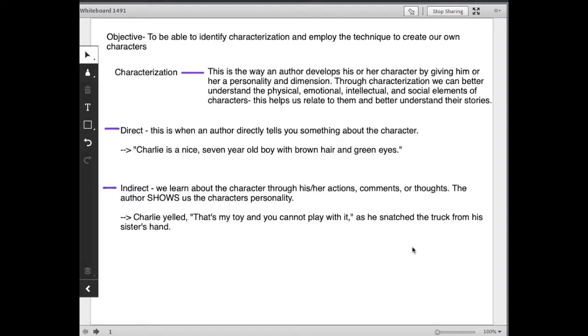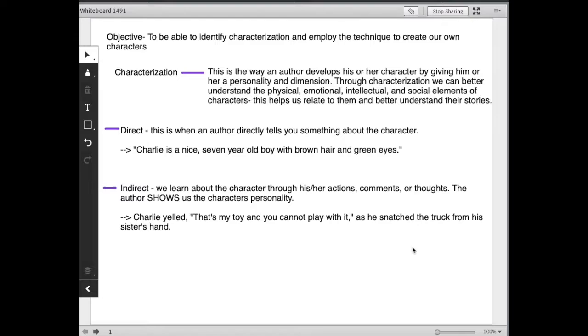All right, so characterization is the way an author develops his or her character by giving him or her a personality and dimension. Characters who change and evolve over the course of the story are going to be our most interesting characters. They are going to be the ones that we can relate to, that we identify with, that we're drawn to when we read. Through characterization, we better understand the physical, emotional, intellectual, and social elements of characters. And as I mentioned, it helps us relate to them and to better understand their stories.